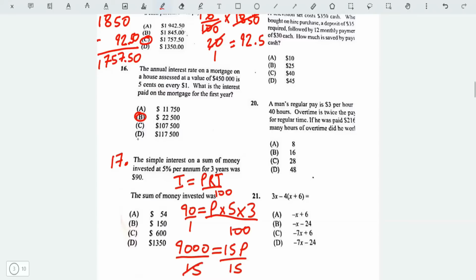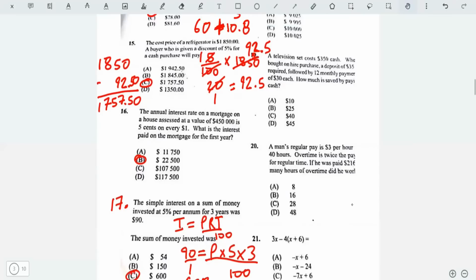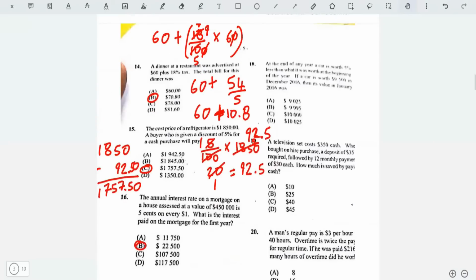15 into itself 1 time. 15 into 90 goes 6 times. So this is 600. So P equals 600. We'll make P the subject. Nice. So P is 600. Nothing too hard.